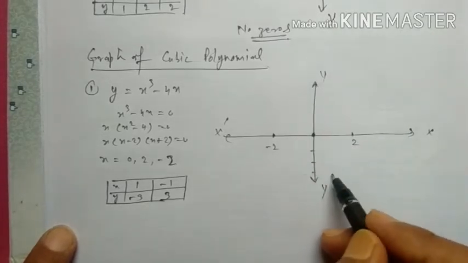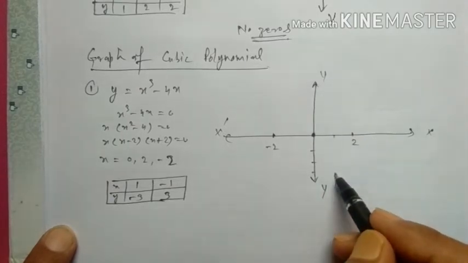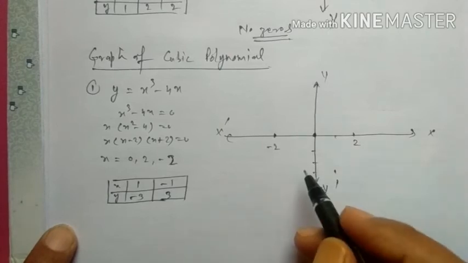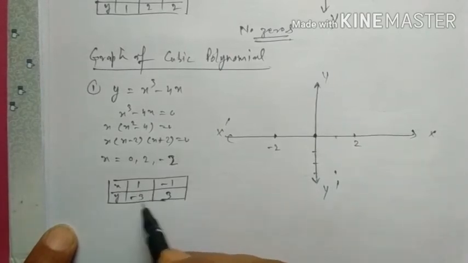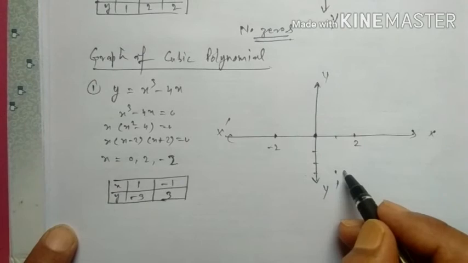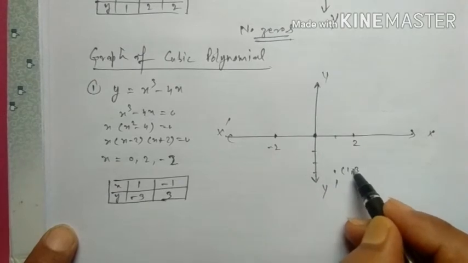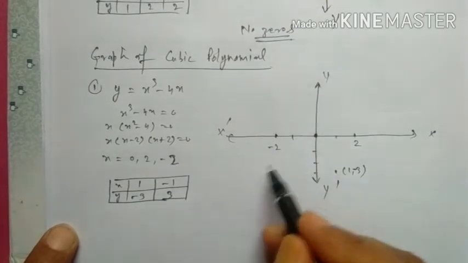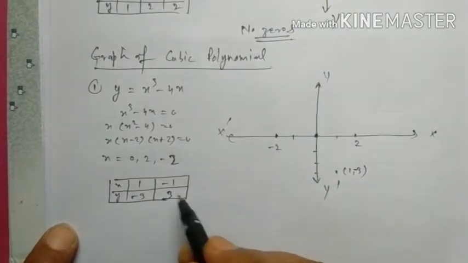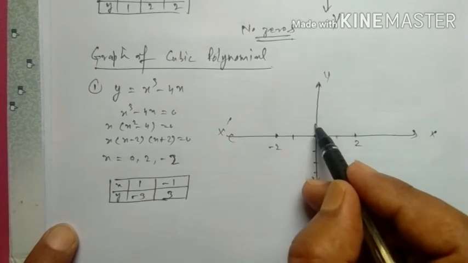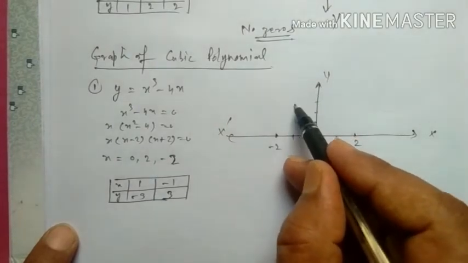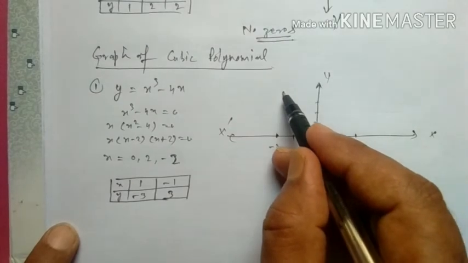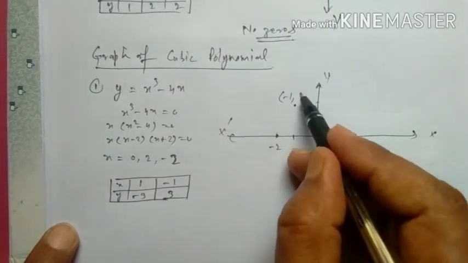This is -3, so this point is x equal to 1, y equal to -3, and second, x equal to -1, and y equal to 3. This point is x equal to -1, y equal to 3.